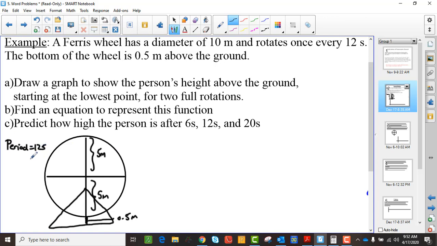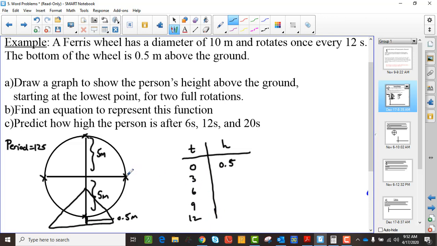So what I want to do is go up and look at what happens here, what happens here, back to the middle, and then at the bottom again. So right here, how long does it take to get there, first of all? I'm going to look at time, and then I'm going to look at height. So at 0 seconds, we're at 0.5. We're assuming we get on at the bottom of the Ferris wheel. And then if it rotates every 12 seconds, a quarter turn is going to be 3 seconds. So I'm going to go 3, 6, 9, and then back to 12.